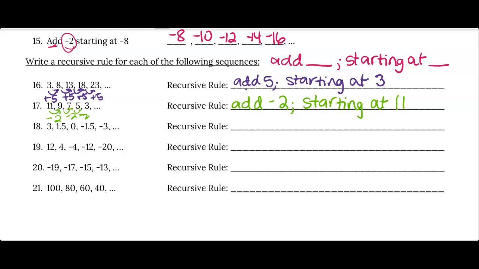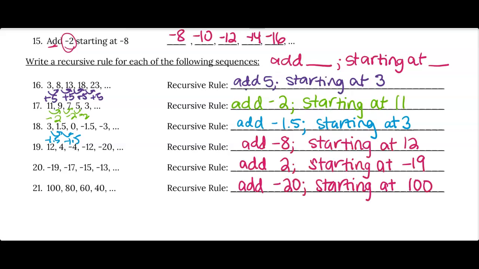Number 18, we were going from 3 to 1.5, which is minus 1.5, and 1.5 to 0 is minus 1.5. So we are adding negative 1.5 starting at 3. You guys fill in 19, 20, and 21, and then check back to check your answers.